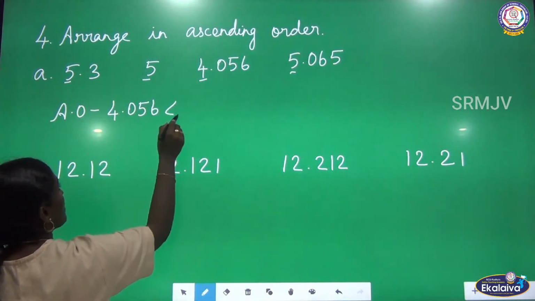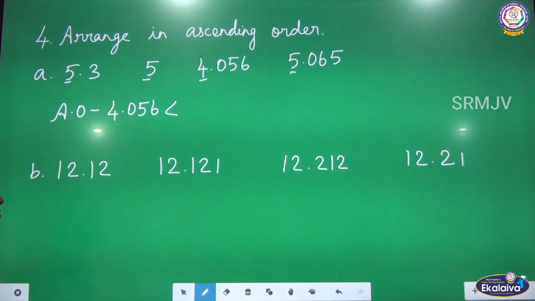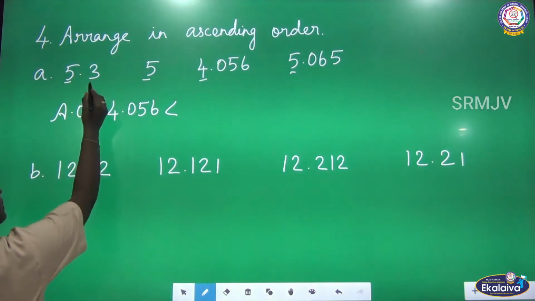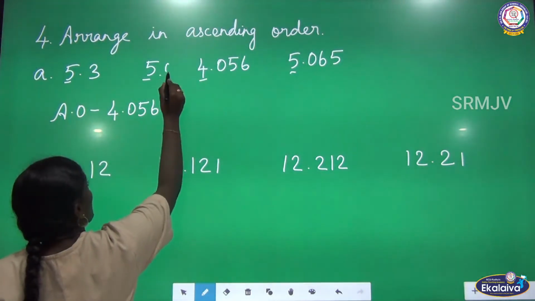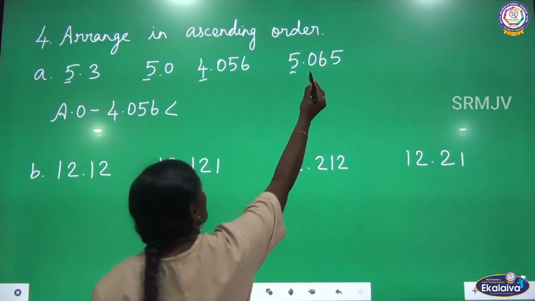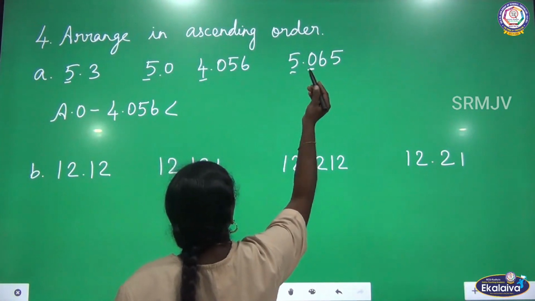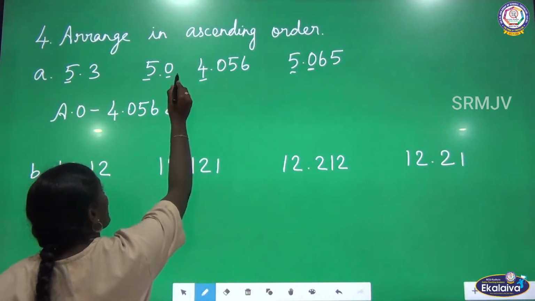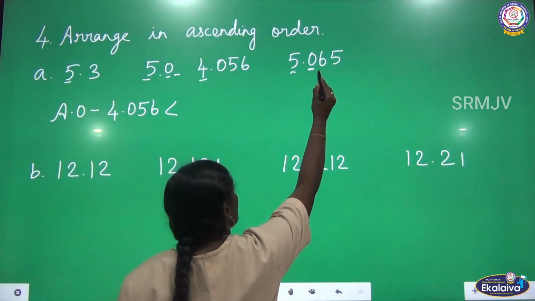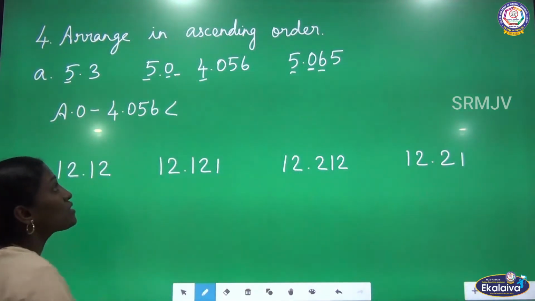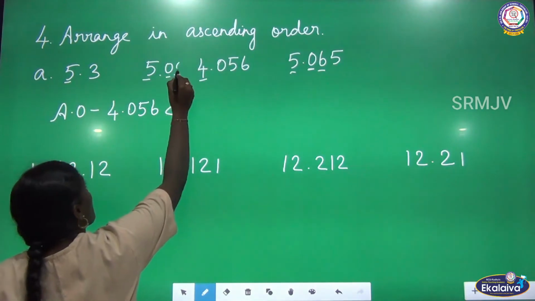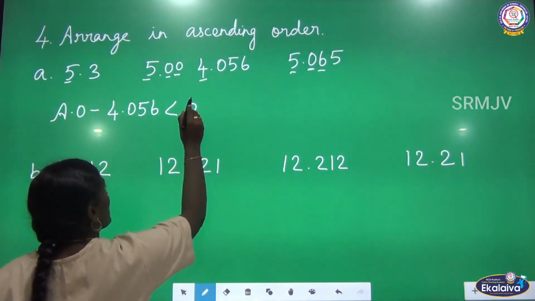4.056. Then from the remaining 3 numbers we are going to check which is smaller. Here 3, here the whole decimal part is 0. Here also the first decimal place is 0. So from these two we are going to find the smaller one. To check, we are going to check the second decimal place. Here the second decimal place is also 0. So 5 is the smallest number.